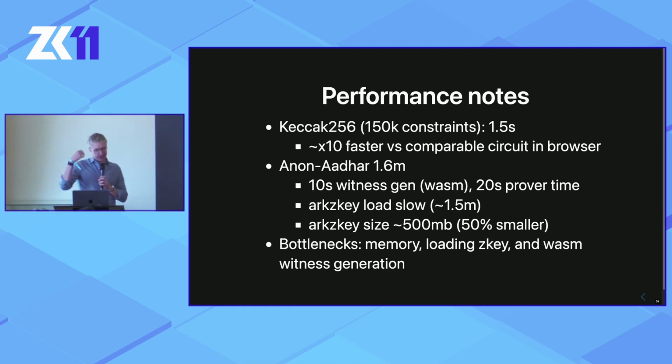Other bottlenecks: it's a bit slow to load the proving key. That's something we're working on, as well as the size. In Circom, you have this ZK proving key. When we converted to ArkWorks, we used point compression and stuff like that, so it's 50% smaller. But the biggest bottleneck is still memory and loading the ZK key and the WASM witness generation.